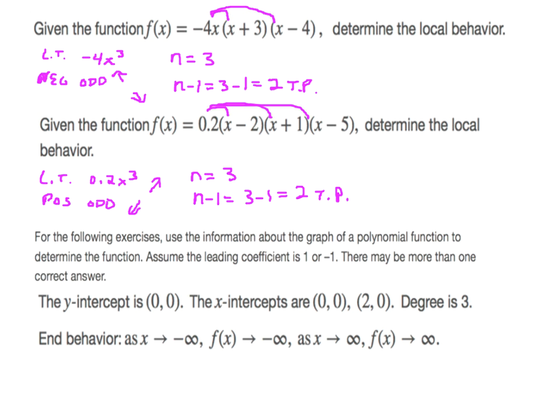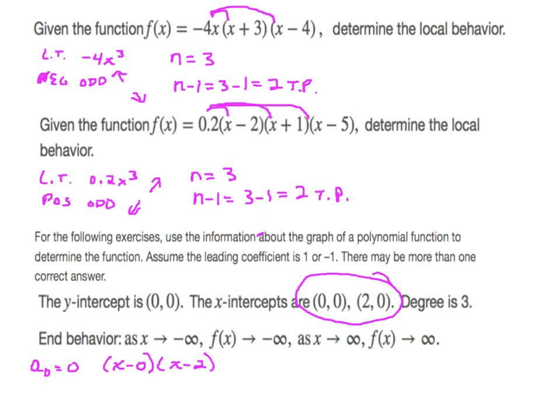And this last exercise, for the following exercise, you use the information about the graph of a polynomial function to determine its function. Assume the leading coefficient is 1 or negative 1. There may be more than one correct answer. Okay, so I have a y-intercept of 0, 0. In other words, my a sub 0 is going to equal 0. You're not going to see just a constant tacked onto the end. My x-intercepts are 0, 0 and 2, 0. Those had to come from x minus 0 and x minus 2.